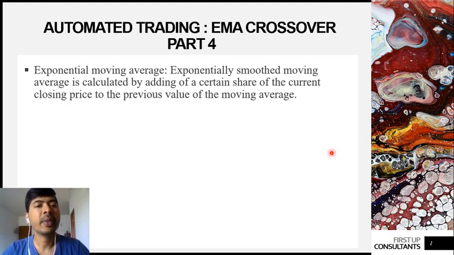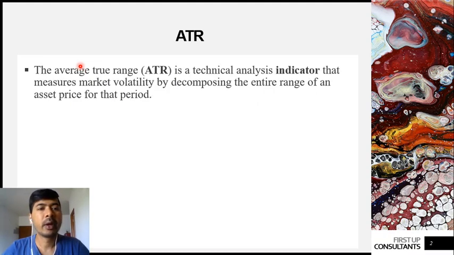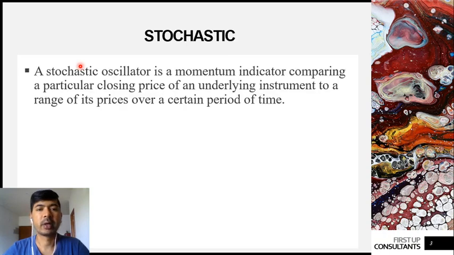I am Vaibhav. In today's session of automated trading, we will be continuing to work with the EMA crossover setup. Along with that, we will also be adding the stochastic in today's session. This is a brief summary of what exponential moving average stands for, the ATR, the average true range, and the stochastic. There is a new indicator which we are going to add today.